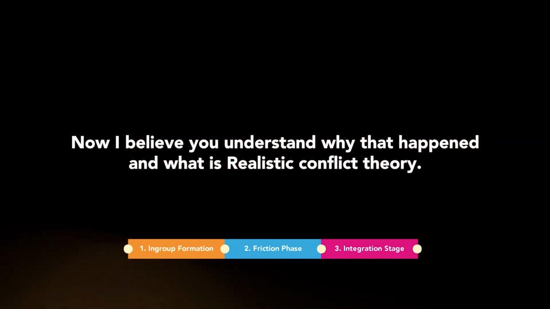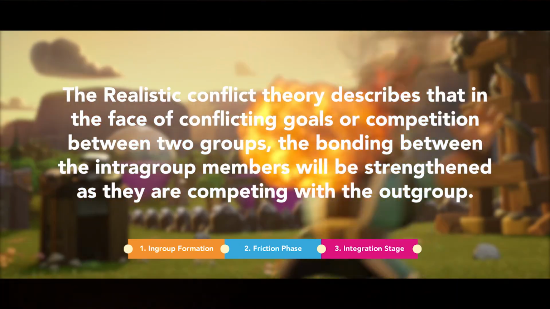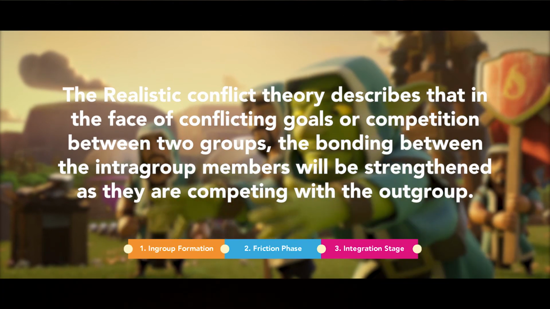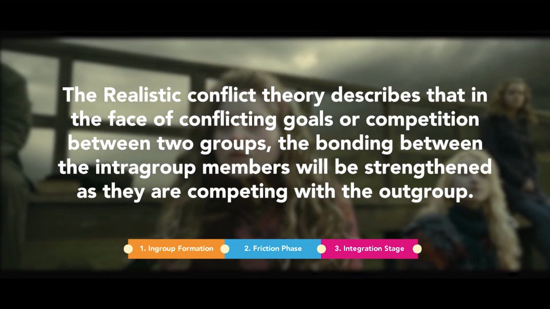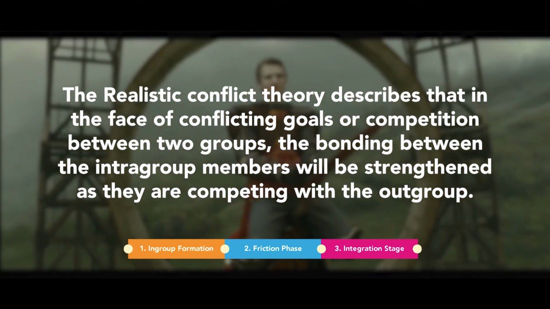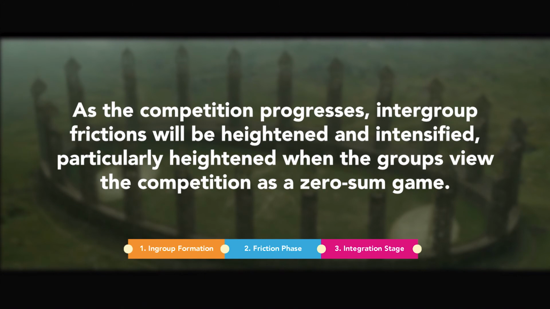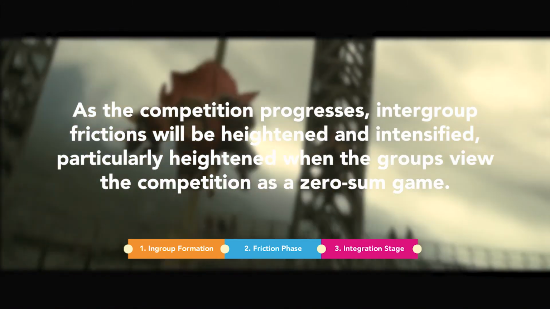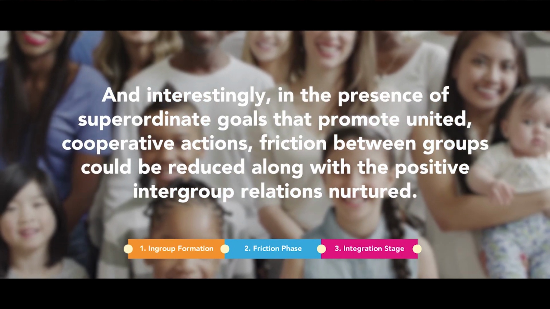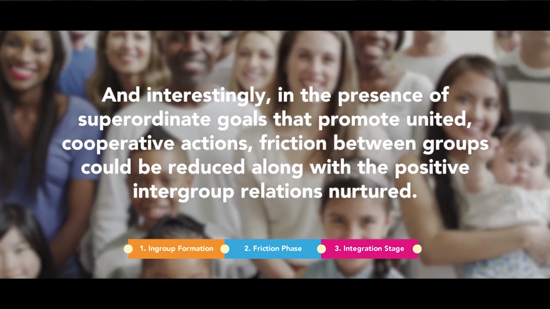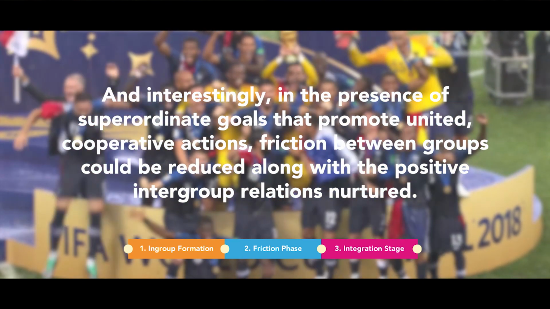Now I believe you understand what realistic conflict theory is. Just as a quick recap, the realistic conflict theory describes that in the face of conflicting goals or competition between two groups, the bonding between the intra-group members will be strengthened as they are competing with the outgroup. As the competition progresses, intergroup frictions will be heightened and intensified, particularly when the groups view the competition as a zero-sum game. And interestingly, in the presence of superordinate goals that promote united, cooperative actions, friction between groups could be reduced along with the positive intergroup relations nurtured.